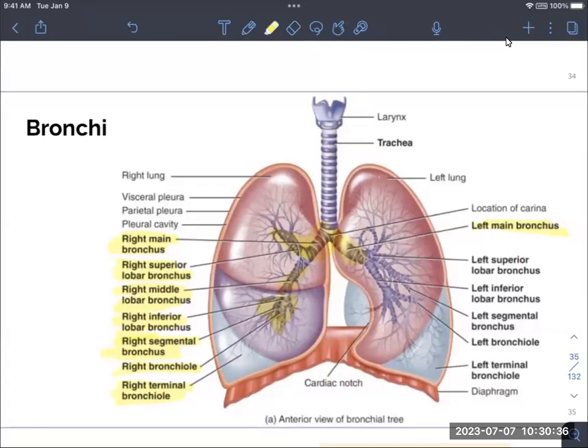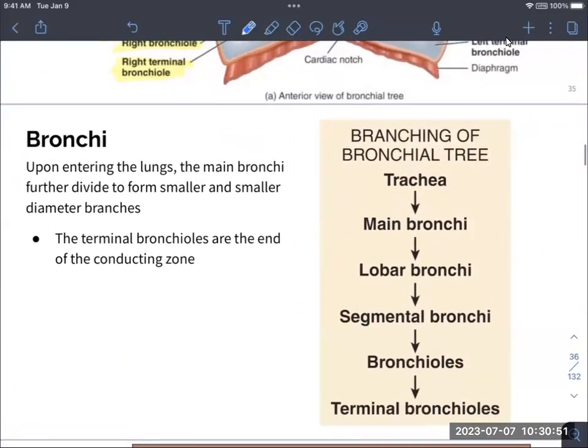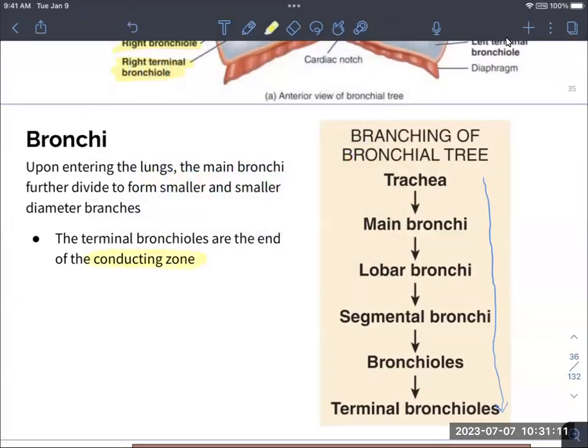So here, the right lung, that left lung, you can see all of the different parts and everything that is happening. We went through and showed all of this different branching that is taking place. So this goes through and shows the pathway. We have the trachea to the main bronchi, to the lobar bronchi, to the segmental bronchi, to the bronchioles, to the terminal bronchioles, as everything continues to branch and just get smaller and smaller and smaller. The terminal bronchioles, again, are the end of that conducting zone. So that is just the end of where air is traveling through. There's no gas exchange happening at this point.